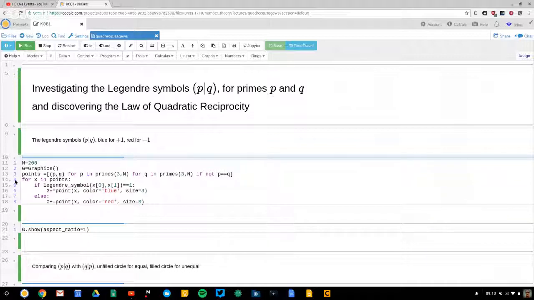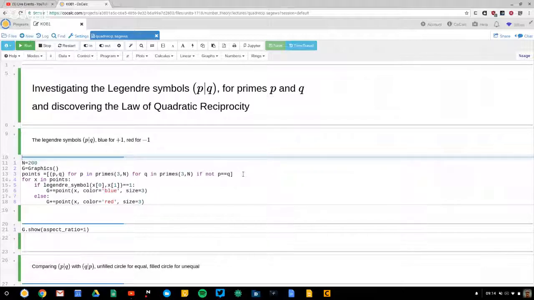So points is this big list, the square brackets on the outside. It's a big list of every pair (p, q), where p is something from the primes between 3 and n, and q is also something from the primes between 3 and n. We're not considering the cases where p is equal to q, because then p is congruent to 0 mod q. We don't really speak of that; 0 is always 0 squared. It's not particularly interesting as a square to look at. So we're looking at every pair (p, q), where p and q are different, between 3 and 200.